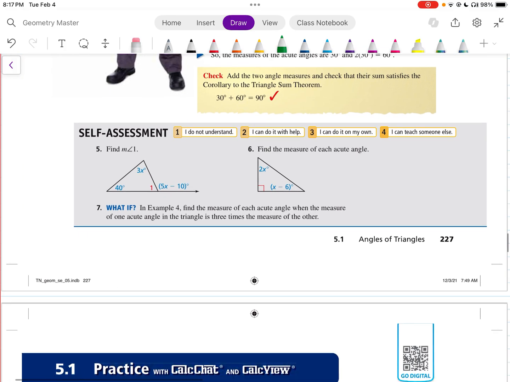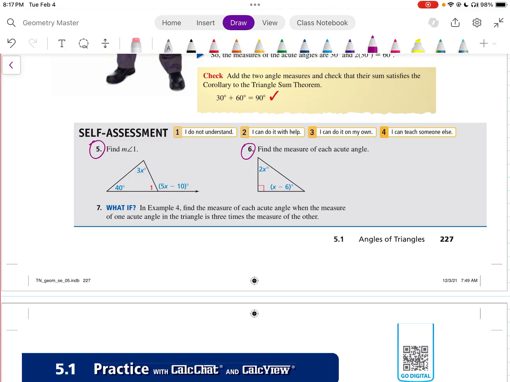Try self-assessment number 5 and number 6. So pause this video, work them out on your OneNote page, and then come back to check your answers.